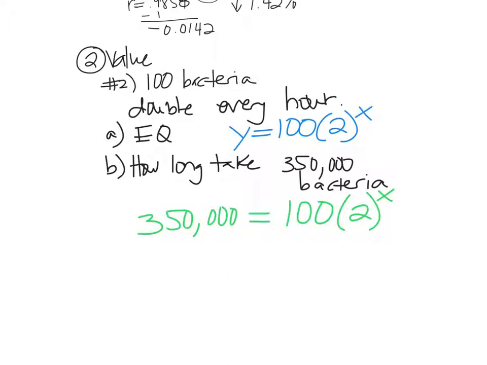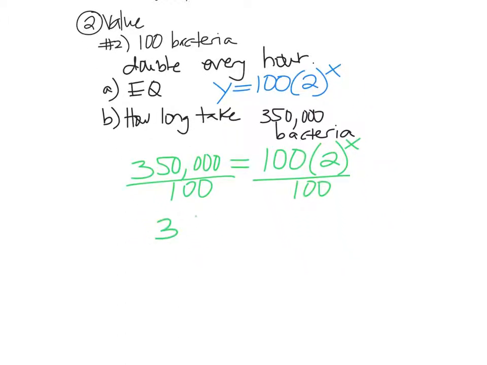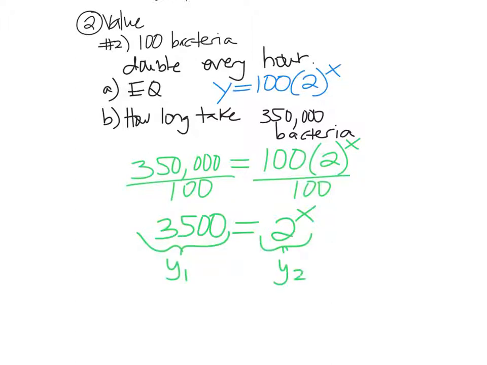I want to make it a little bit easier, though, by dividing both sides by 100 just to get rid of these huge numbers. Would you still do that if you were going to solve it algebraically? Yes, you would. That's how you'd start. Good call. All right, 3,500 equals 2 to the x. And this is how you're going to solve this graphically. You're going to plug this in for, let's say, y1, and you're going to plug that in for y2 on your calculator.